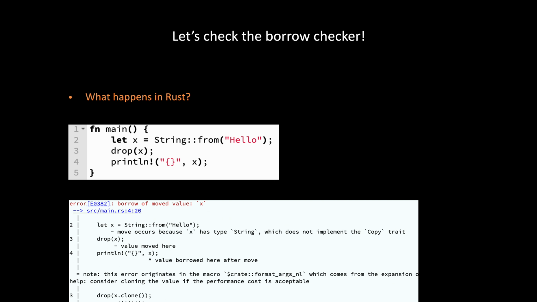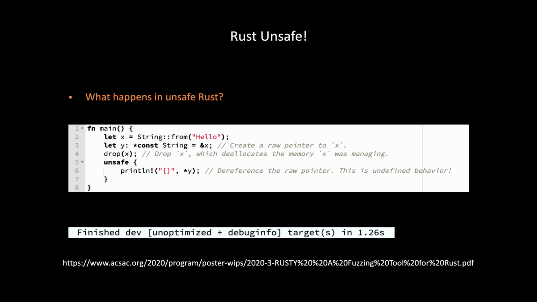At line 4, we try to print the content of x, and here the borrow checker during compilation catches us and says, hey, x is not valid anymore, so you cannot even compile the binary code. We can't even make any binary here. So that's how Rust provides safety and security in terms of memory violations and memory safety. However, there are some caveats.